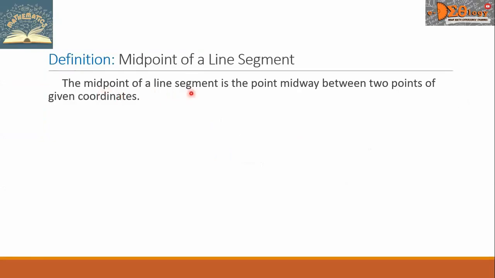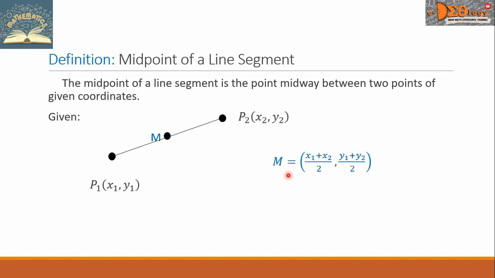The midpoint of a line segment is the point midway between 2 points of given coordinates. Given a line segment whose endpoints are P sub 1 with coordinates x sub 1, y sub 1, and another point P sub 2 with coordinates x sub 2, y sub 2. The midpoint is here. And the formula of the midpoint is this.